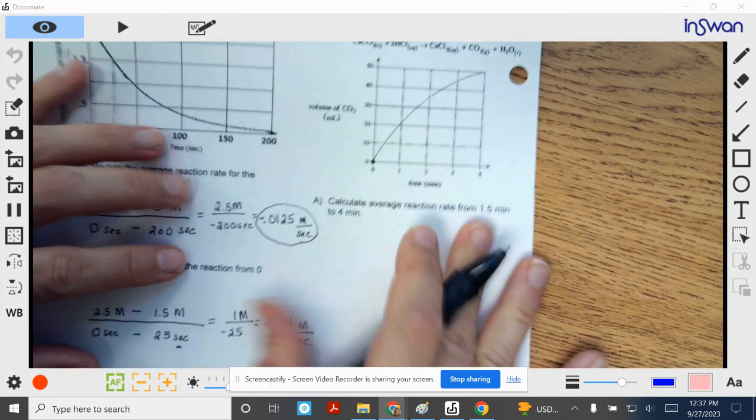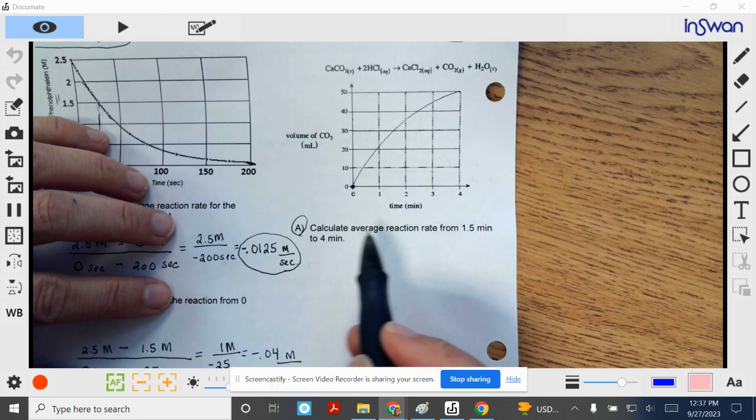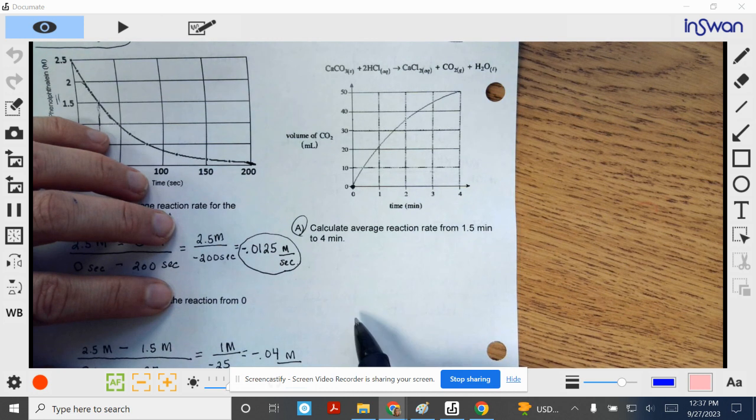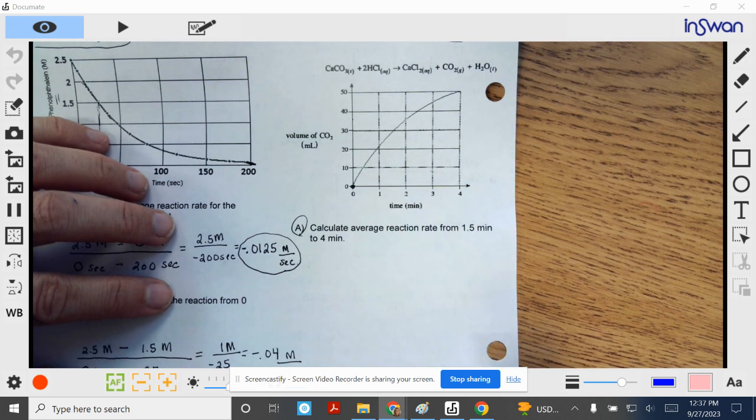You can take a second to try to do your average reaction rate. It's telling you from 1.5 minutes to 4. Do it the exact same way. Put your time on the bottom, find your other points from your y-axis, put them on top, and do your math.